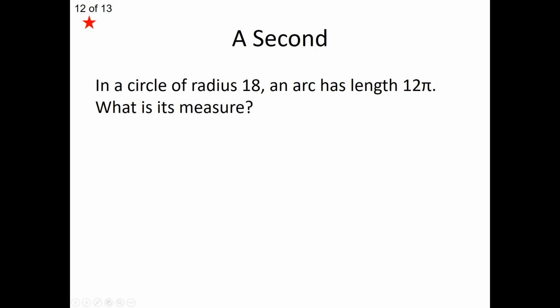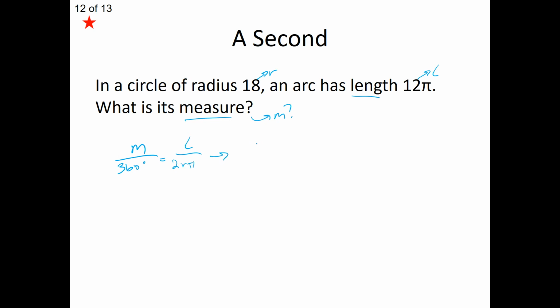Let's do another example. In this next one, we have a circle of radius 18. That's our R value. An arc length, look at that length, has a length of 12 pi, which means there's our L value. What is its measure? So in this case, we're looking for the missing value of m this time. Our fundamental proportion, one more time, is m over 360 is equal to our arc length L over the circumference, 2 pi R. Let's plug in what we know.